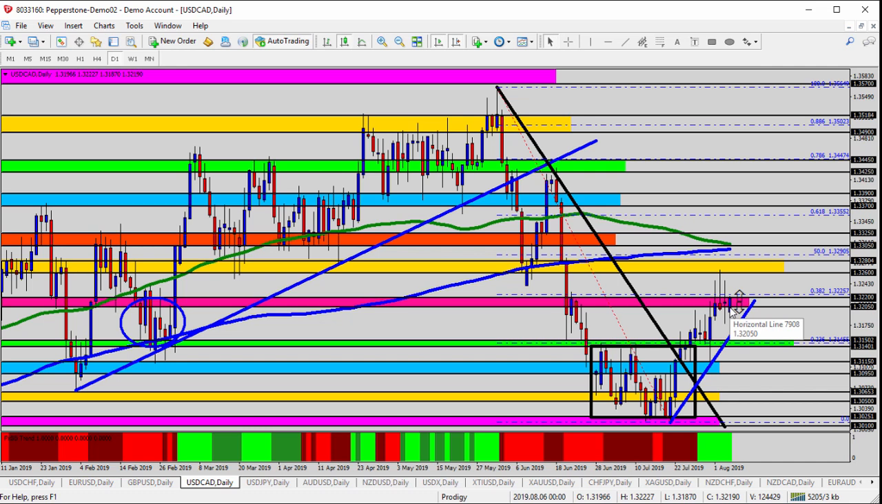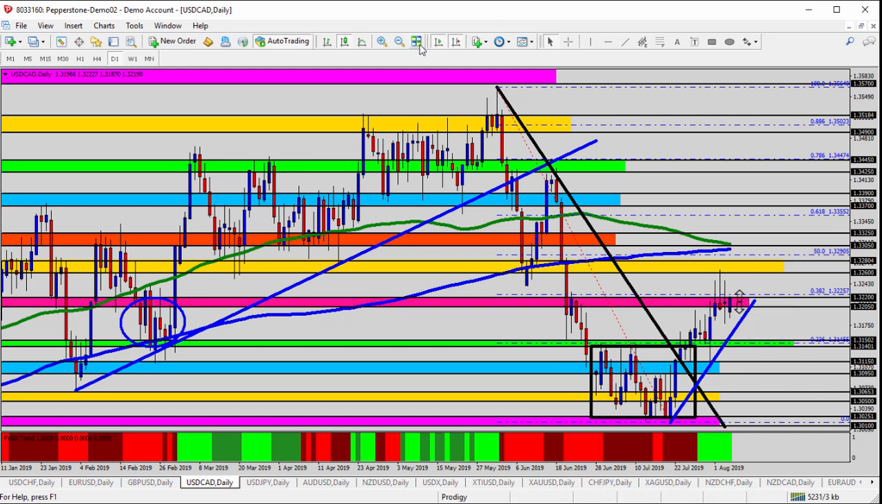Candlestick structures would imply some selling pressure as well, especially a couple of days ago when we saw the small red candle with a long wick on top, implying a sudden infusion of sell orders, and the market is having a difficult time staying above 1.3220.